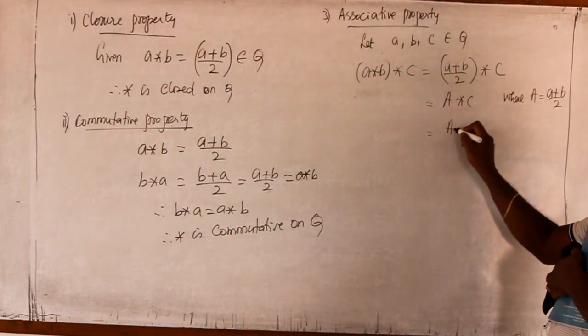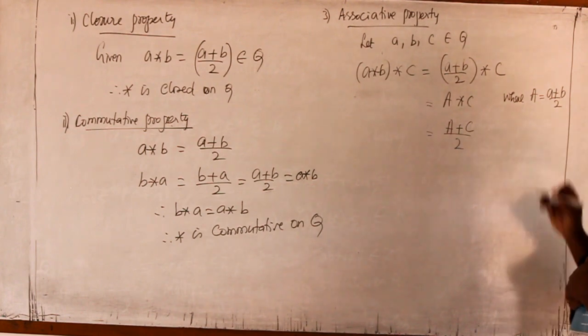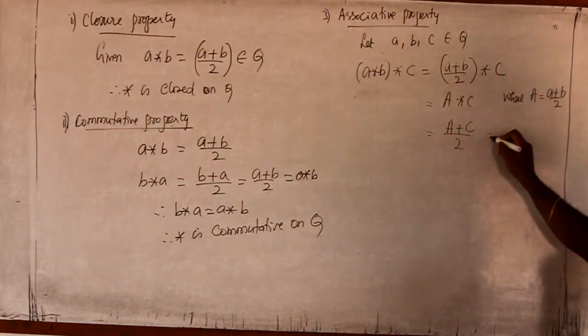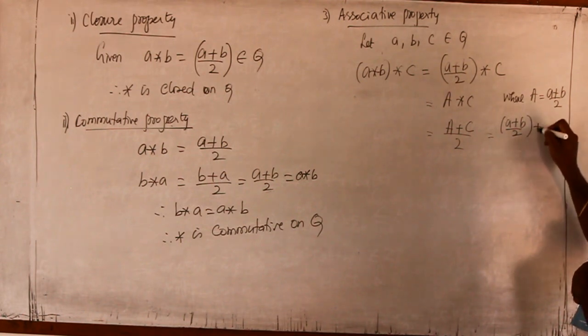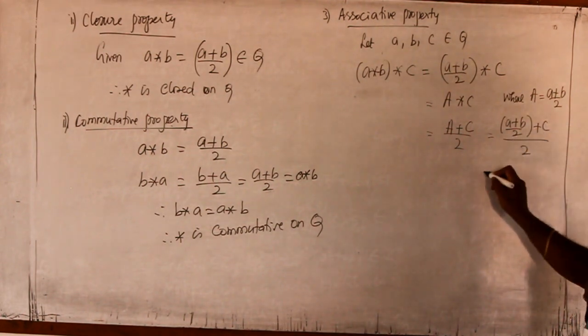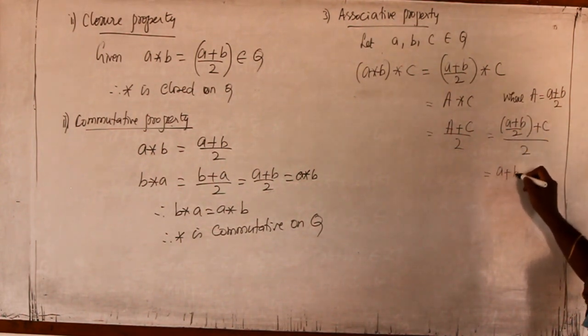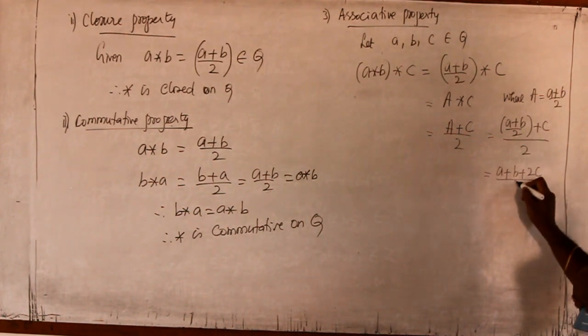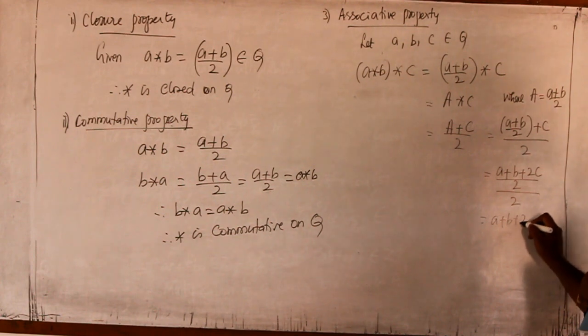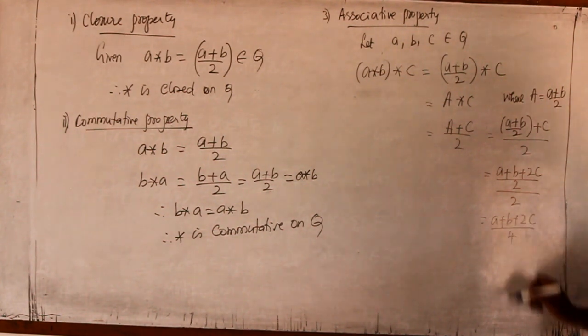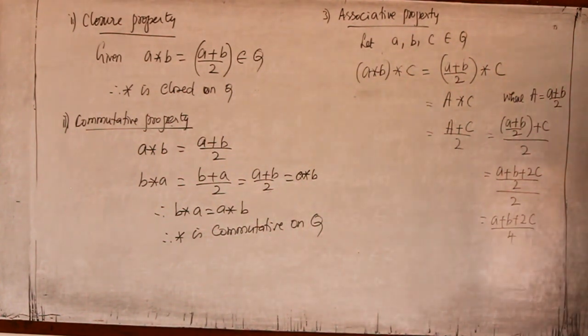Now I have to add these two and then divide by 2. Now substitute for capital A: A plus B by 2 plus C by 2. Taking LCM, A plus B plus 2C by 2 by 2. It is A plus B plus 2C by 4. This is the left hand side.